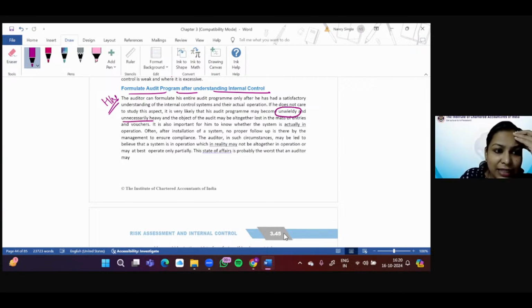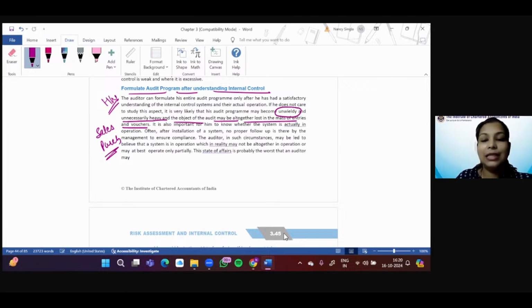So the term used here is what? Unwieldy and unnecessarily heavy, and the object of the audit may altogether be lost in the mass of entries and vouchers. Why? Because see, if the auditor is not aware whether the internal control with respect to sales and purchases is effective or not, right? Because he hasn't taken an understanding about that.